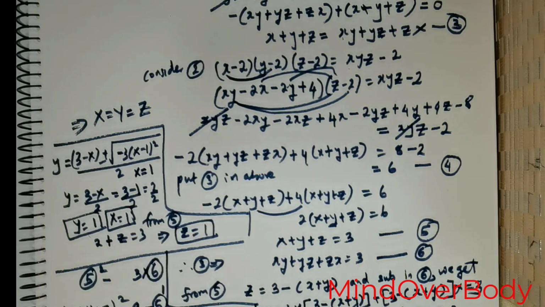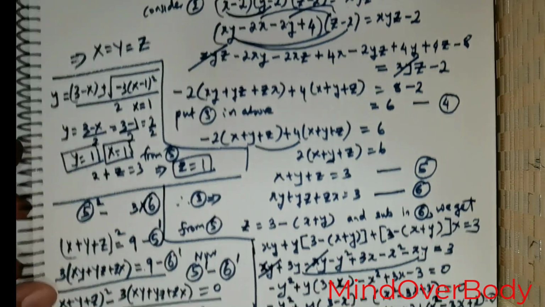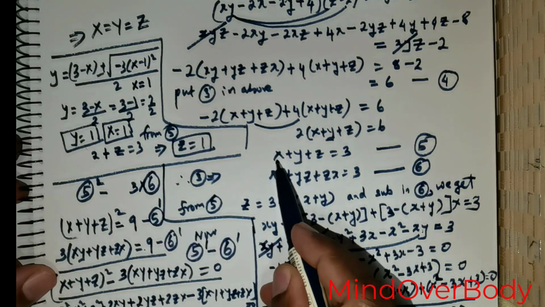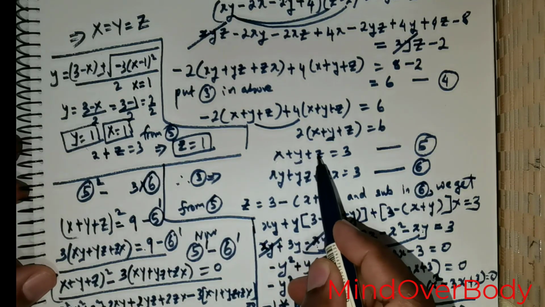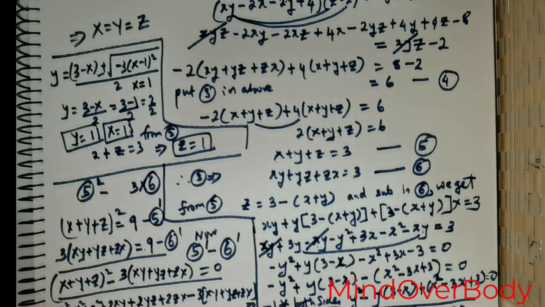So indirectly, what are we trying to say? We are trying to say that the only possibility is that x should be equal to 1, y should be equal to 1, and z should be equal to 1. And when this happens, this would mean x should be equal to 1, y should be equal to 1, and z should be equal to 1 for this equation to be true. So this is method 2.